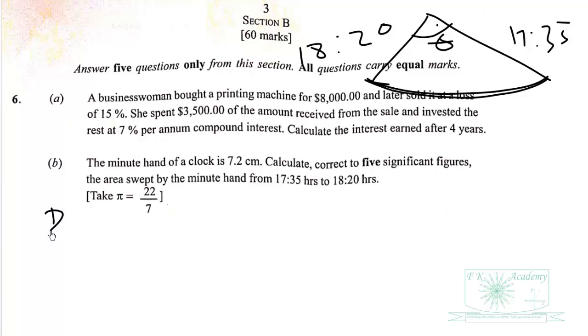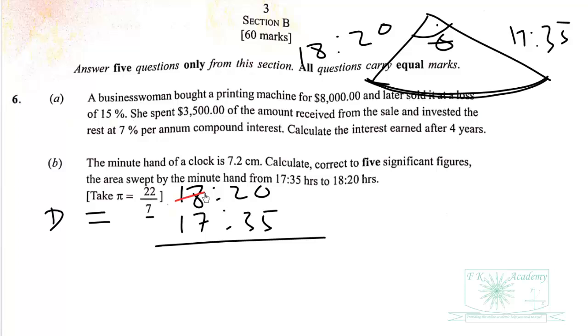So the difference in hours will be equal to 1820 minus 1735. So let's borrow 1 from here. 1 hour is equivalent to 60 minutes. So 60 plus 20 minus 35 will give us 45. And 17 minus 17 will be equal to 0 hours here. So it took 45 minutes to move from the 1735 to the 1820 mark.